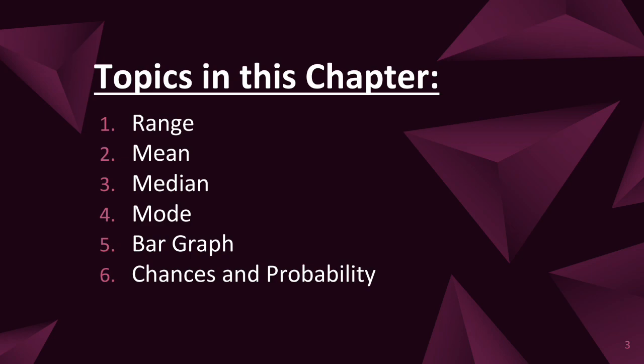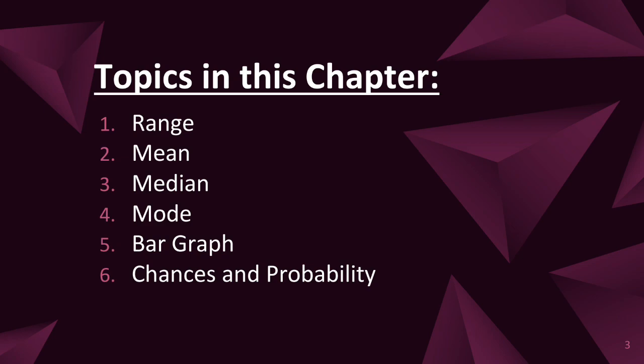Third one, median. Median is the middle value of your data. Here you have two different cases. When you have an even number of data, like 6 values, 8 values, 10 values, in that case you have to take the average of the middle two values. In case you have an odd number of data, like 3 values, 5 values, you have to consider the middle value directly as your median.